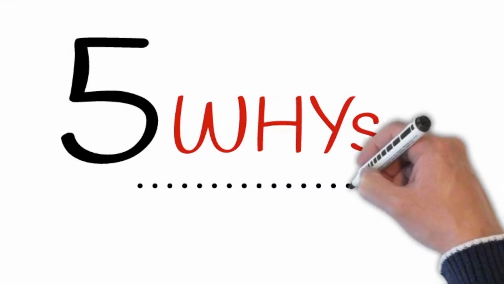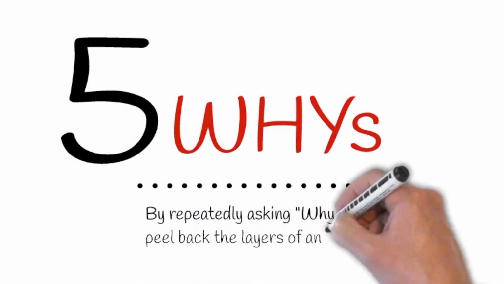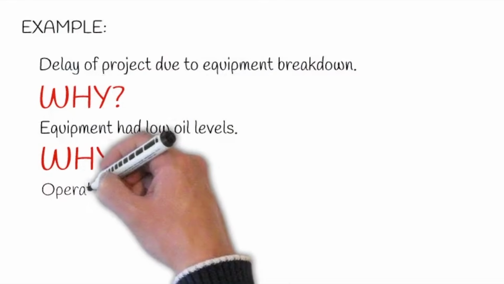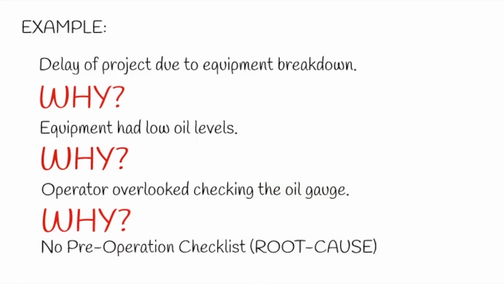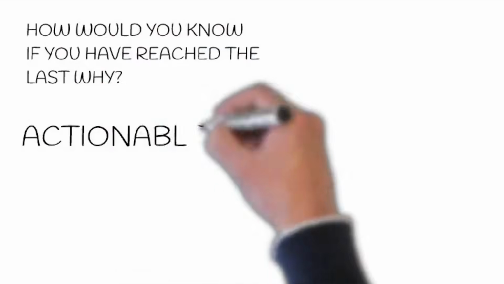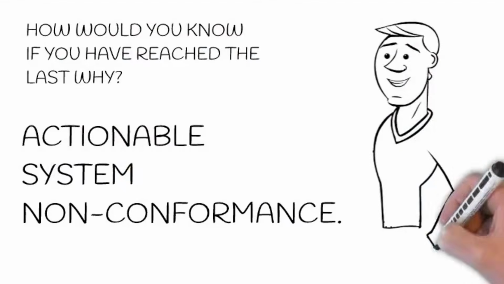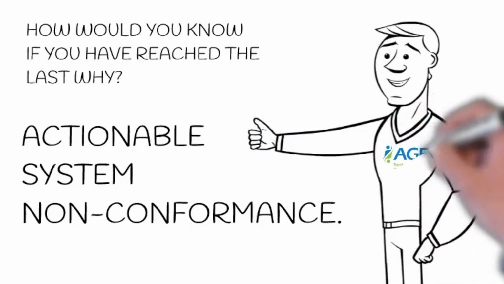5 whys. It is a repetitive question asking technique which you can use to examine and analyze the cause and effect relationships underlying a specific issue or problem. By repeatedly asking why, you can peel back the layers of an issue. How would you know you have reached the last why? When you have identified a system non-conformance or a system deficiency, you stop at the root cause, which is actionable.